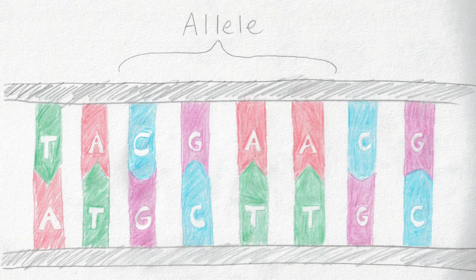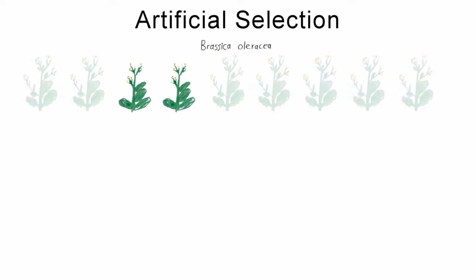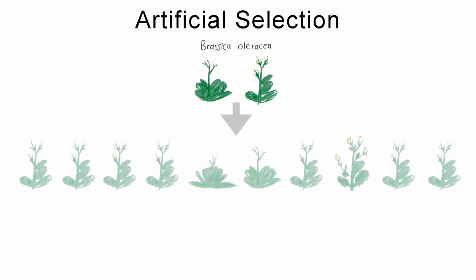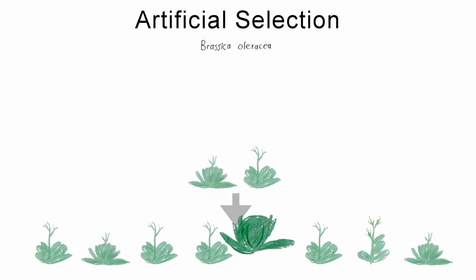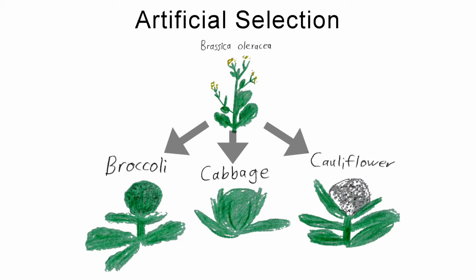Different organisms have different alleles expressed, which are responsible for various phenotypes or physical characteristics. Artificial selection is when humans select variants with preferred alleles and breed them together. For example, humans have modified just one species into cabbage, broccoli, cauliflower, and more.